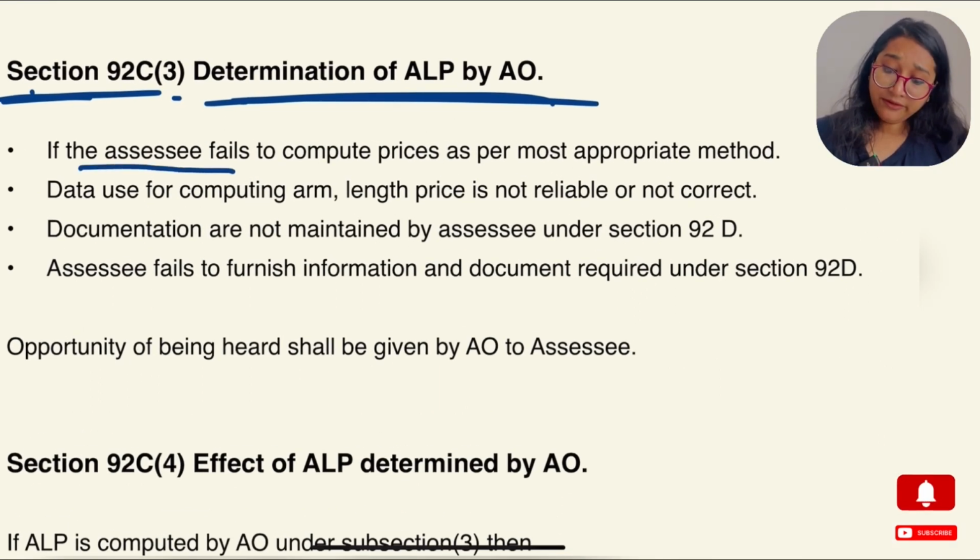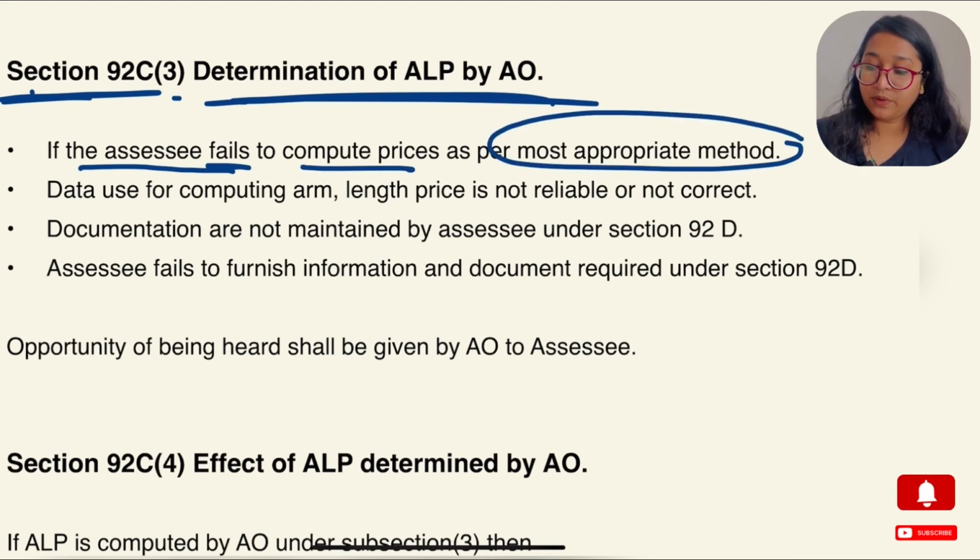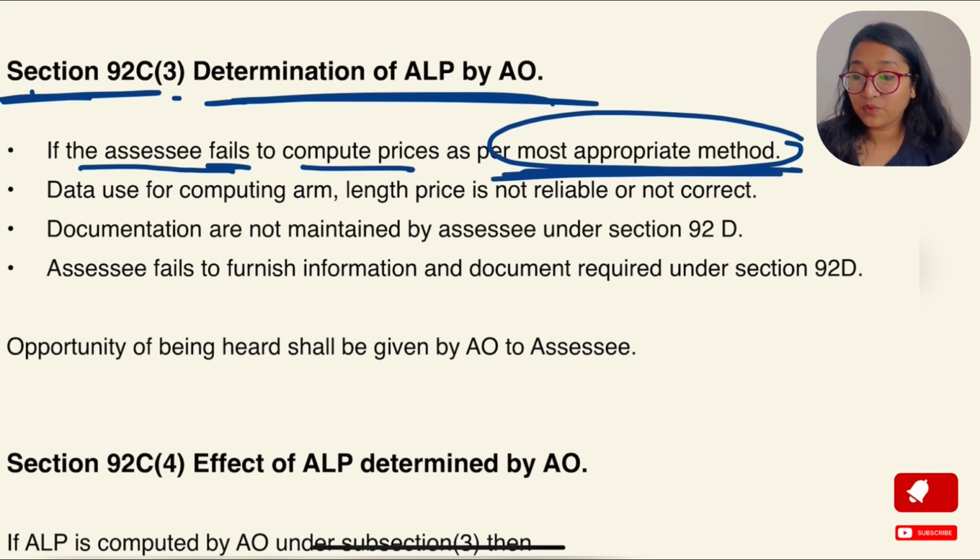The condition says that if the SSC fails to compute the price as per the most appropriate method, what I said at the start of classes, before I guess 1-2 classes, when we were discussing computation of arm length price under section 92C, that we would go for the best suitable method, the most appropriate method. So what if the SSC fails to compute the price as per the most appropriate method? In this case, AO will determine the arm length price.